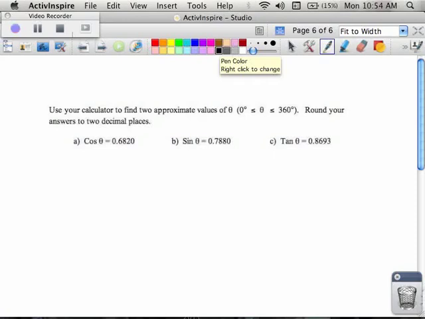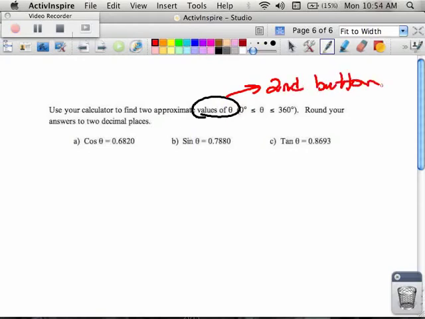The angle, which they're doing right here. Values of theta. This means you're going to have to use the second button because you're undoing the cosine. Or in other words, you're doing second cosine to find it.